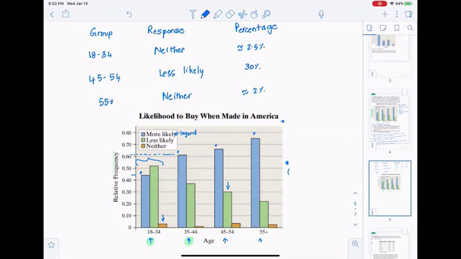Except when it comes to the 18 to 34 group, where if it says Made in America, they seem to be affected by it, because they are not more likely to buy, rather they would just buy when it doesn't say Made in America. So the only group that is standing out from the other three groups would be the 18 to 34 age group.